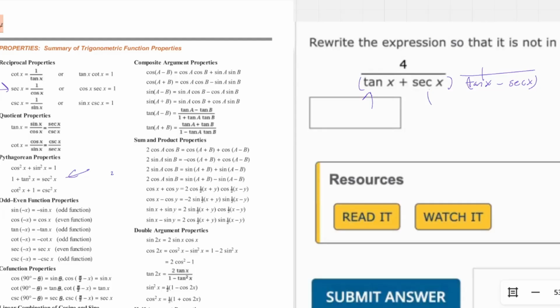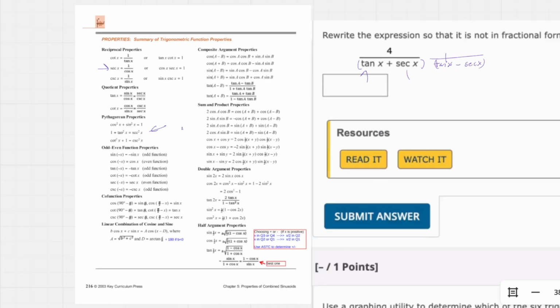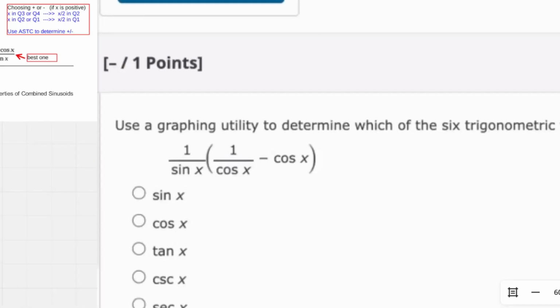All right, so we're not going to do it. We're just going to scan for patterns like that one. Let's see the next one. So this one, I don't see any Pythagorean-y stuff. Almost looks like a 1 minus cosine. Maybe that'll come up later.